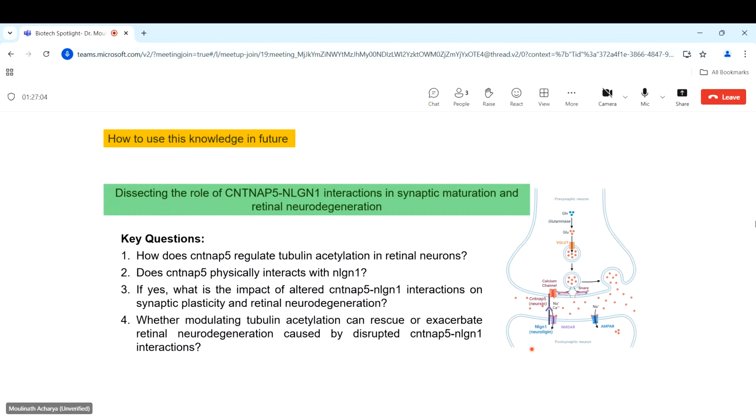The questions we are asking are: first, how does CNTNAP5 regulate tubulin acetylation in retinal neurons? Does CNTNAP5 physically interact with NLGN1? If yes, what is the impact of altered CNTNAP5-NLGN1 interaction on synaptic plasticity and retinal neurodegeneration? And finally, by modulating this tubulin acetylation, can we rescue or exacerbate this retinal neurodegeneration?